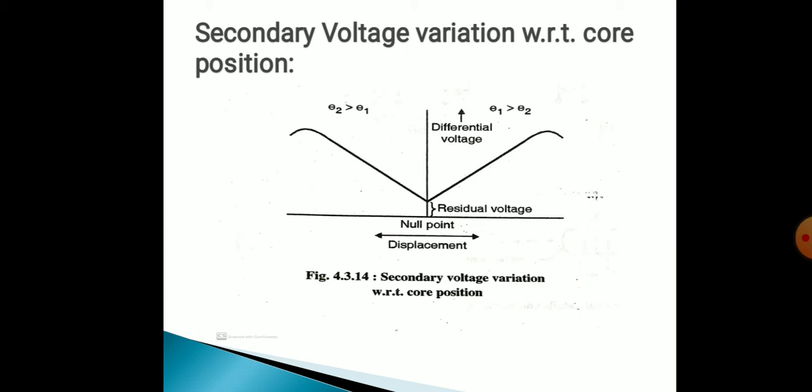That is, E1 is greater than E2. The opposite effect will be observed when the core is moved towards the right. That is, E2 is greater than E1.